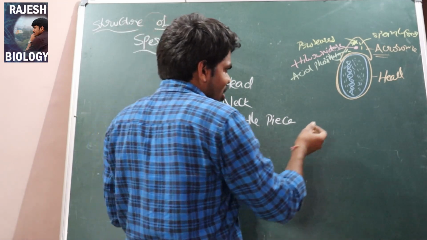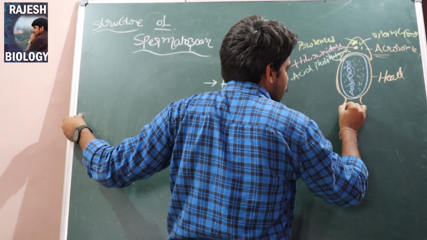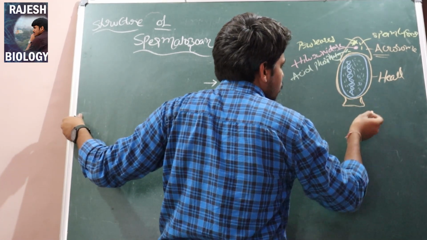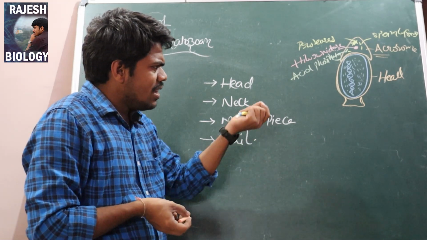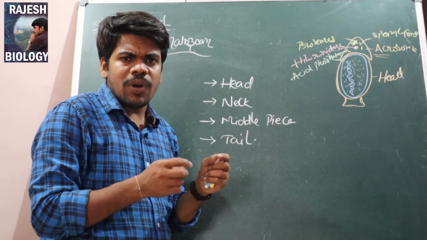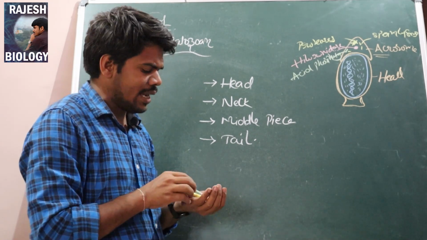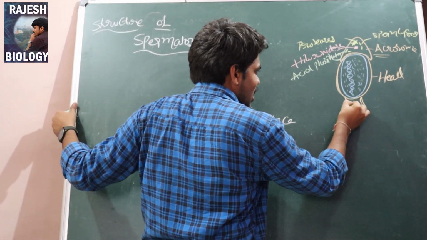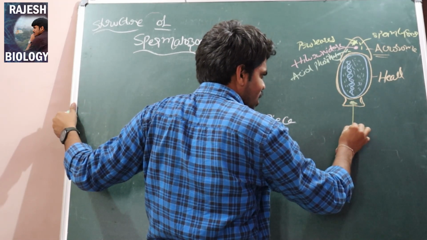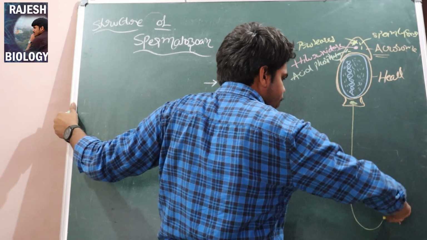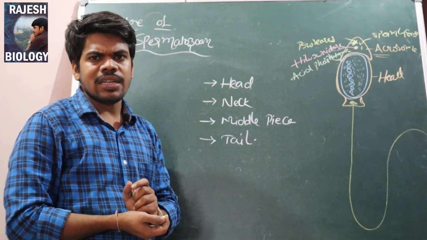Next, the neck region is there. Within the neck there is one centriole present. From that distal centriole, one axial filament arises like this.